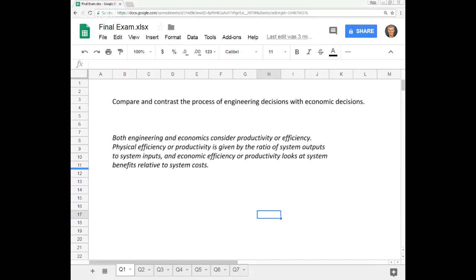Beginning with the first question, you were asked to compare and contrast engineering decisions with economic decisions, and both consider productivity or efficiency. The physical efficiency in an engineering decision is trying to get the most out of what you put into a system, so a higher ratio of outputs to inputs. Well, the same is true with economic decisions. We're trying to get the most benefits relative to the cost, where the costs are the economic inputs, if you would.